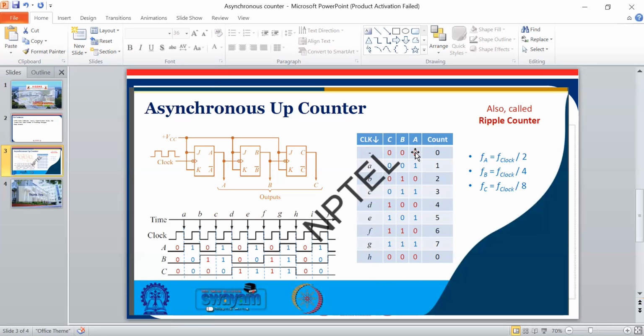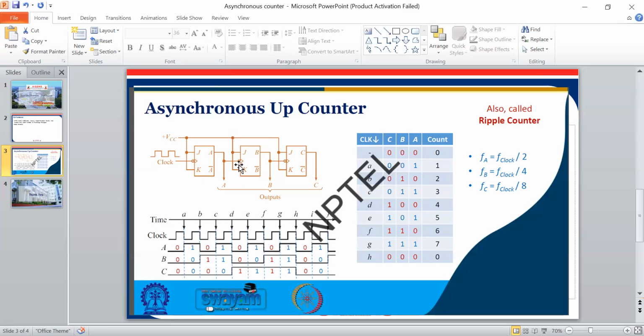Initially, output A was 0. At the first negative edge, it is toggling. It is becoming 1. At the second negative edge, it is becoming 0. At the next negative edge, it is 1. Again, it is becoming 0, 1, 0, 1, 0. It means output A is toggling at every negative edge of the clock because this clock signal is given to flip-flop A. So for every negative edge of the clock, the output A will toggle.